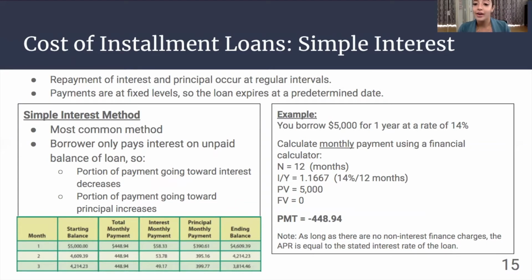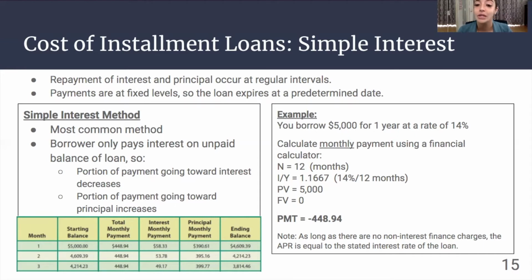Let's say you borrow $5,000 for 1 year at a rate of 14%. You're going to calculate your monthly payment. You can do this on a financial calculator. You're going to put 12 for N because it is 12 months. We're calculating the monthly payment. And then the interest, instead of putting 14%, you're going to divide that by 12 because it is 12 months, and that comes out to 1.1667% per month.